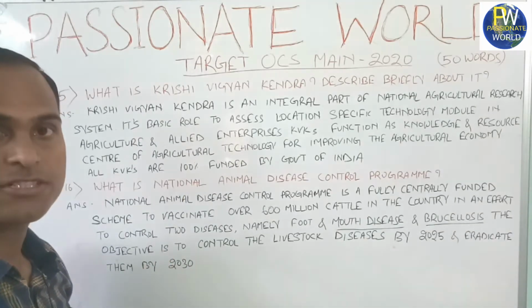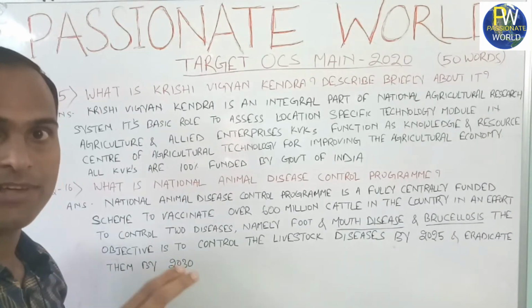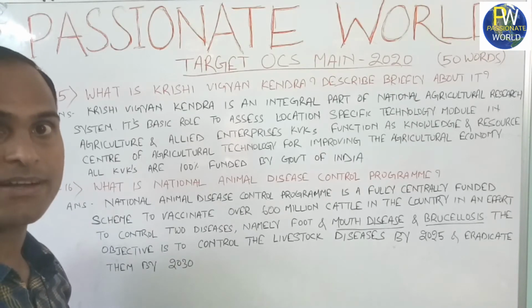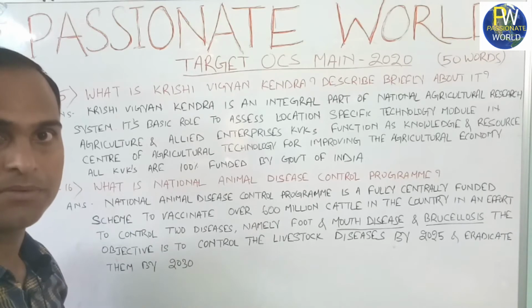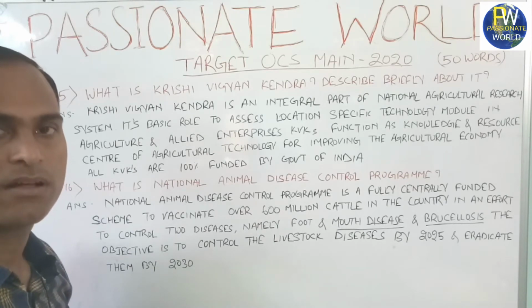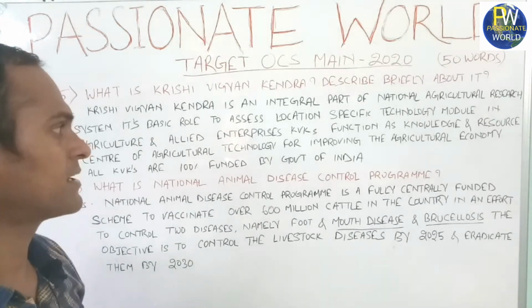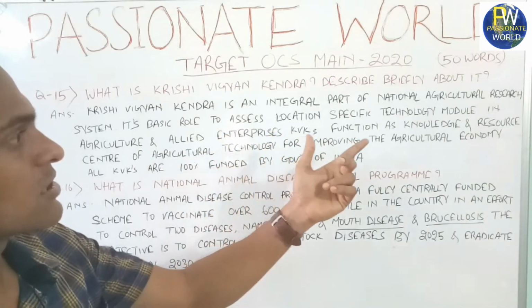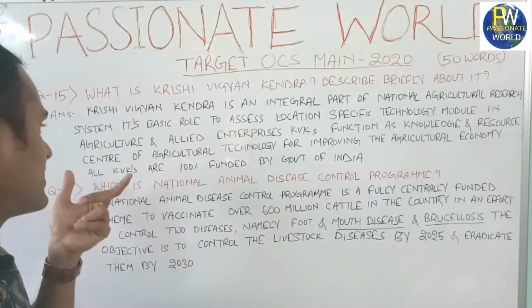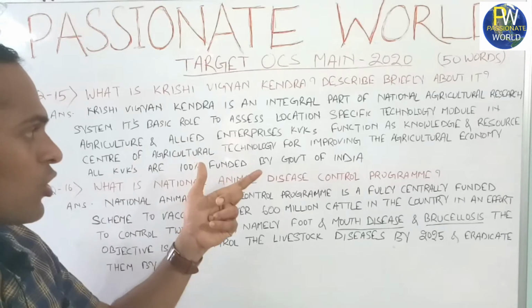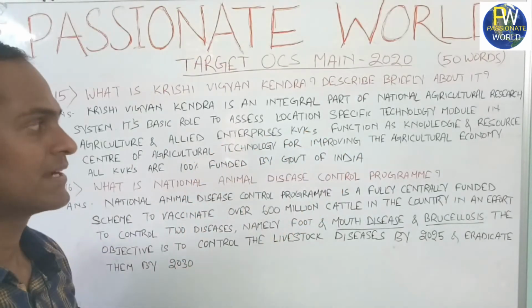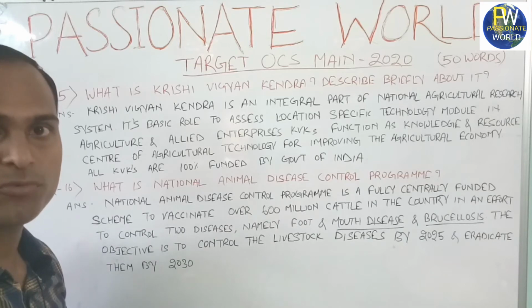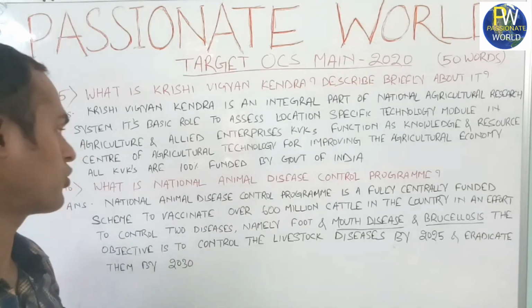Location-specific technology module for agriculture as well as agriculture-related enterprises. That includes cattle rearing, beekeeping, and other enterprises. KVKs function as knowledge and resource centers of agricultural technology for improving the agricultural economy. It's a function to improve the agriculture-related economy.